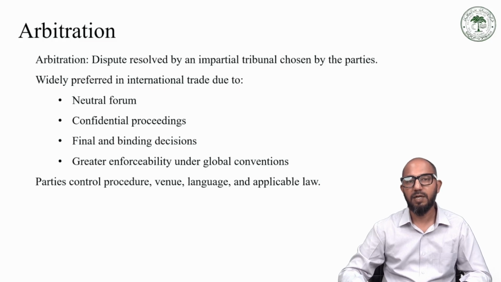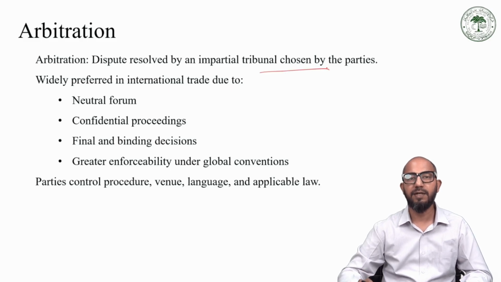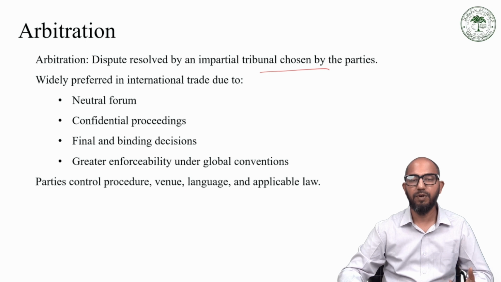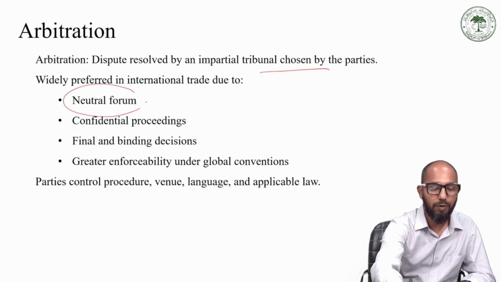Dear students, let us now talk about arbitration. Arbitration is a way of settling disputes. In arbitration, disputes are resolved by an impartial tribunal, that is a legal entity chosen by the parties. In international trade, arbitration is preferred because of several reasons. The first is neutral forum.